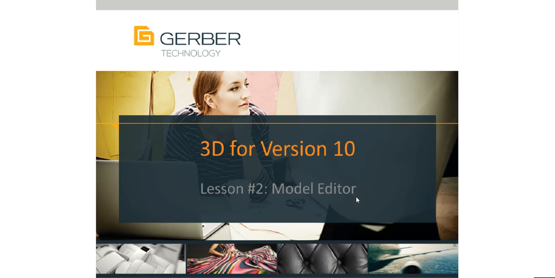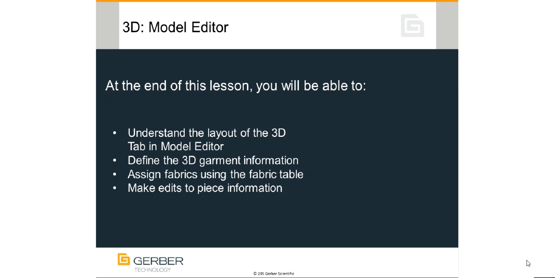Hello and welcome to Lesson 2 in our series on 3D for AccuMark version 10. In this lesson, we will cover how the model editor in AccuMark Explorer is utilized as part of the 3D project. By the end of this lesson, you will be able to understand the layout of the 3D tab in Model Editor, define the 3D garment information, assign fabrics using the fabric table, and make edits to piece information.